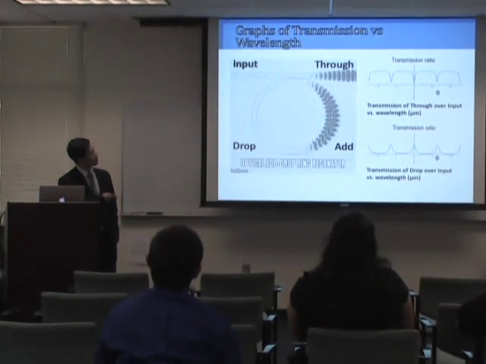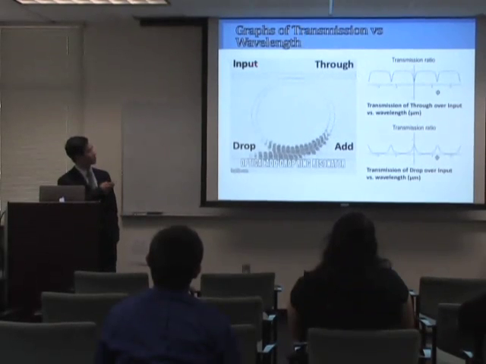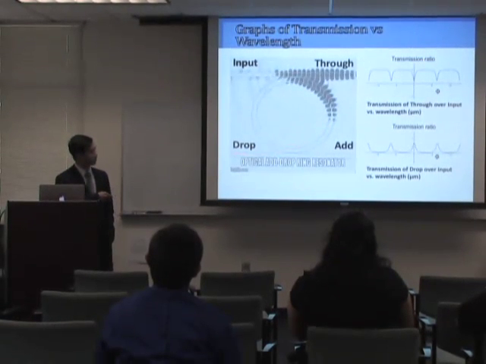And this ring resonator is actually very inefficient because you want most, if not all, of the light going through here.